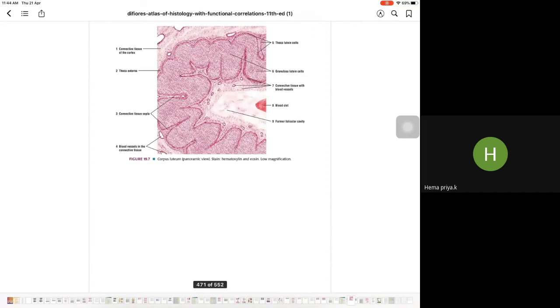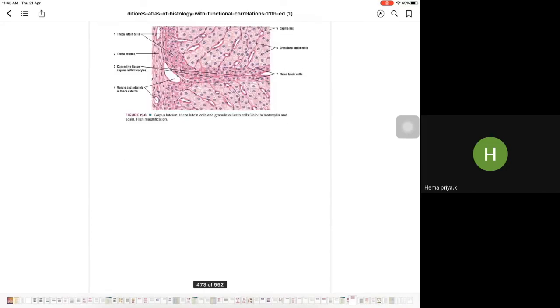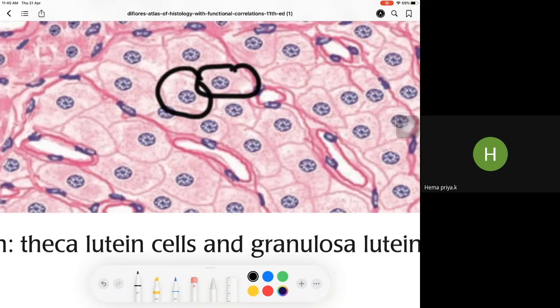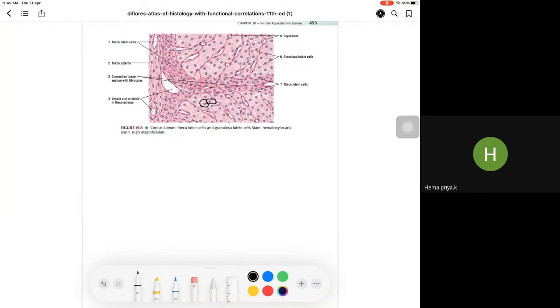This is corpus albicans. And these corpus luteal cells are all highly progesteronized stromal cells. So they will have very distinct cell borders, abundant eosinophilic cytoplasm, and vesicular nuclei. So these are known as decidualized cells or luteal cells. It depends upon where you see it. If you see it in corpus luteum, it is a corpus luteal cell. And sometimes they may be seen in extra-ovarian sites. In those areas, they are known as decidualized cells.